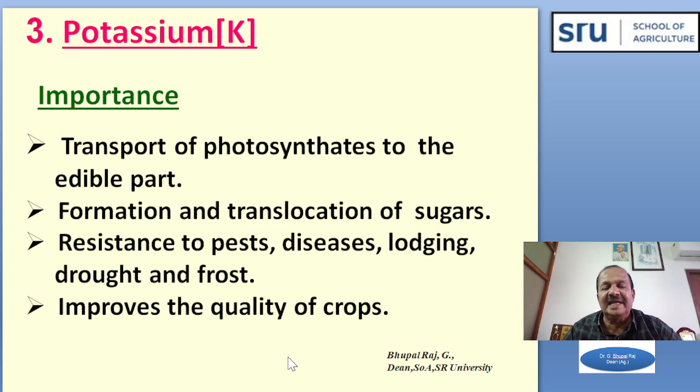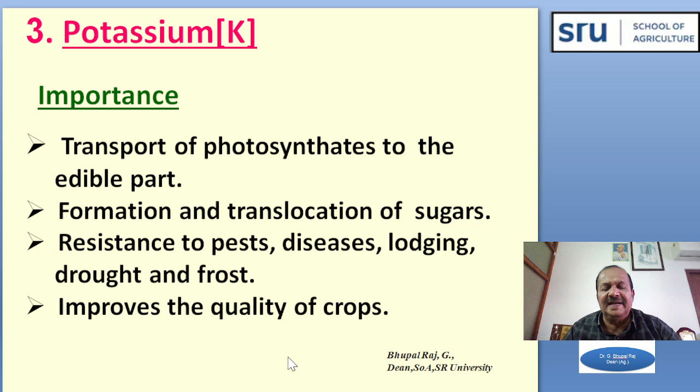For example, carrot, and other crops such as root crops, and leafy vegetables, where it is the leaf. Depending upon the requirement, it transports the photosynthates to the edible part. Then there is the formation and translocation of sugars. One more function of potassium is that it translocates sugars from one part to the other. And the main important function of potassium is that it gives resistance to plants against pests, diseases, lodging, drought and frost. It also improves the quality of the crops.